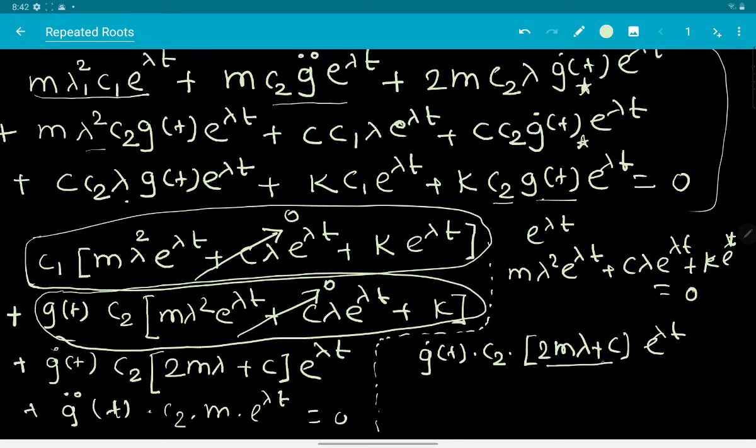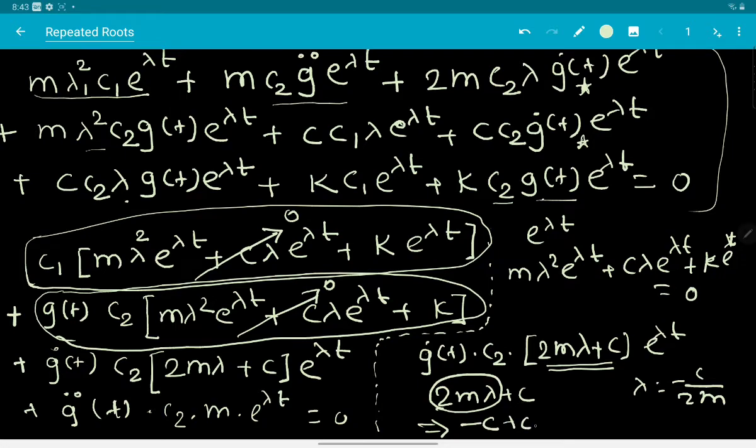Now if you look at this block, what does it say? 2m lambda plus c. We already have found the value of lambda. Lambda is equal to minus c by 2m. So 2m lambda is nothing but minus c, and this is plus c, which essentially is equal to 0. So if this bracket has 0 value, then when you multiply it by anything else, the entire stuff goes to 0. So this first set of terms has reduced to 0.